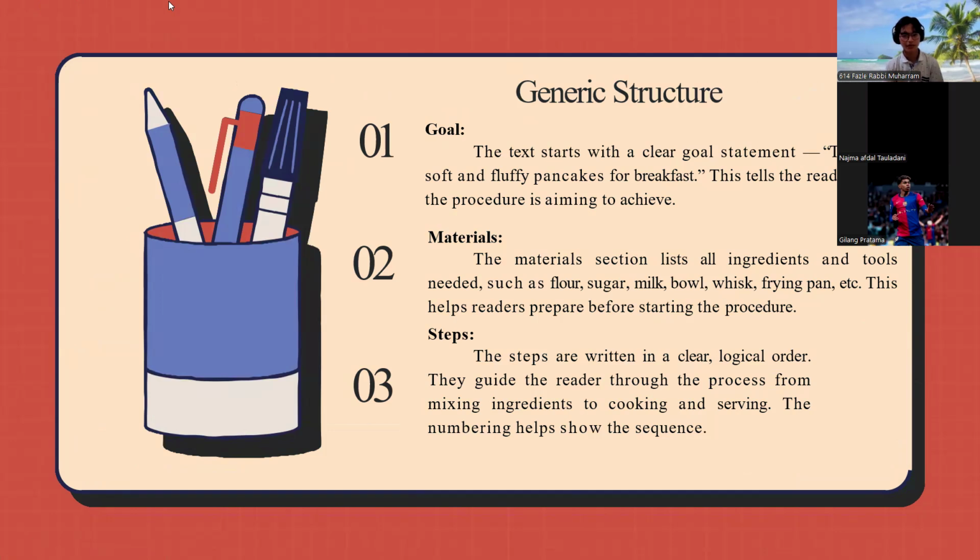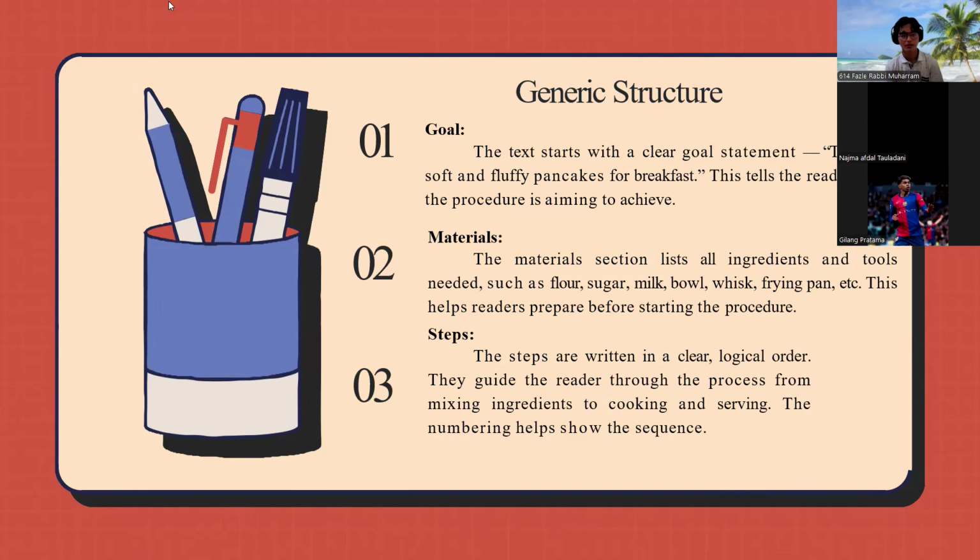Generic structure. First, the goal. The text starts with a clear goal statement, to make soft and fluffy pancakes for breakfast. This tells the reader what the procedure is aiming to achieve.